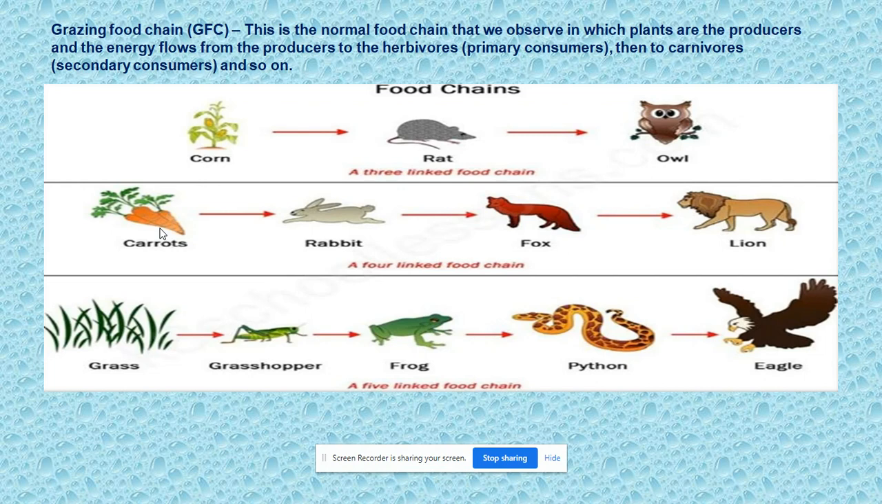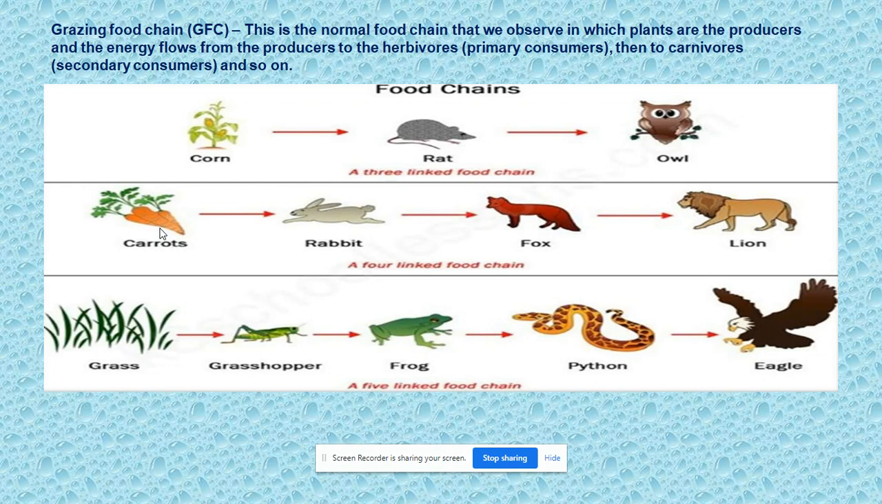There are different types of food chains: the grazing food chain and the detritus food chain. So first we study the grazing food chain. This is the normal food chain that we observe, in which plants are the producers and the energy flows from the producers to the herbivores, then to carnivores and so on.